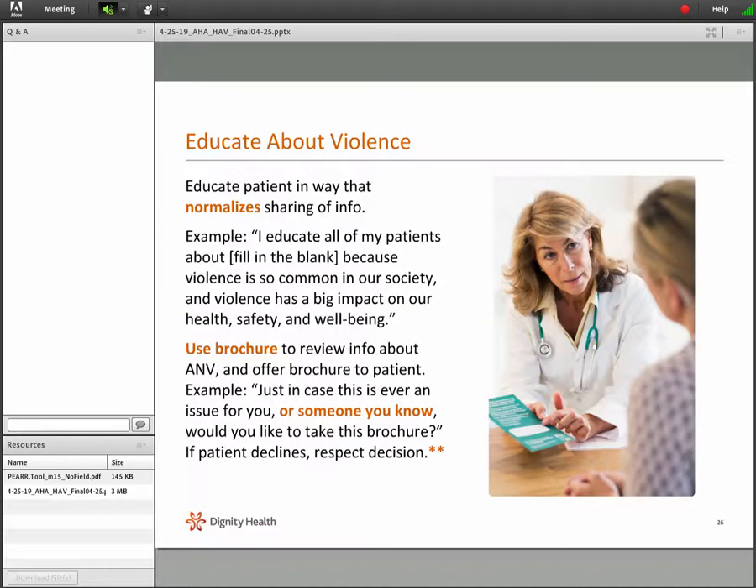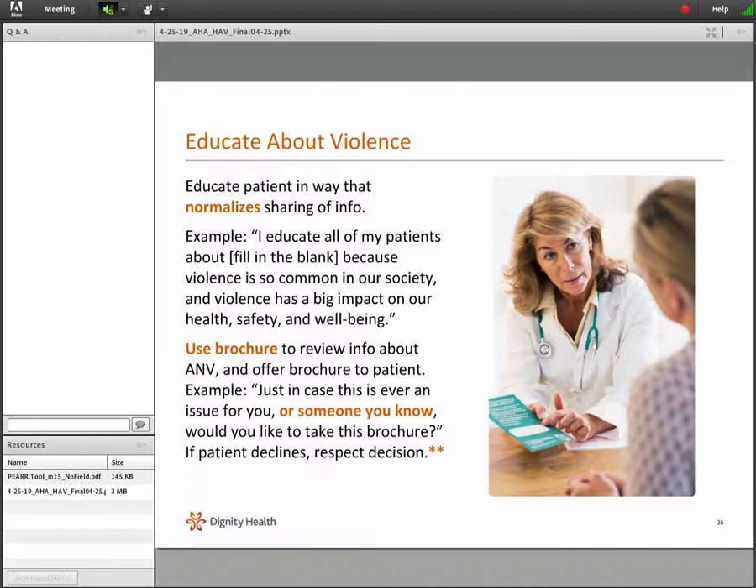Educate the patient in a way that normalizes sharing of the information. So in the PAIR tool itself, there's lots of little tips around guidance and also tips for example statements. So for example, in the provide privacy section, it's highly recommended to explain limits to confidentiality to your patient. That can truly create a safe and trustworthy and transparent setting.